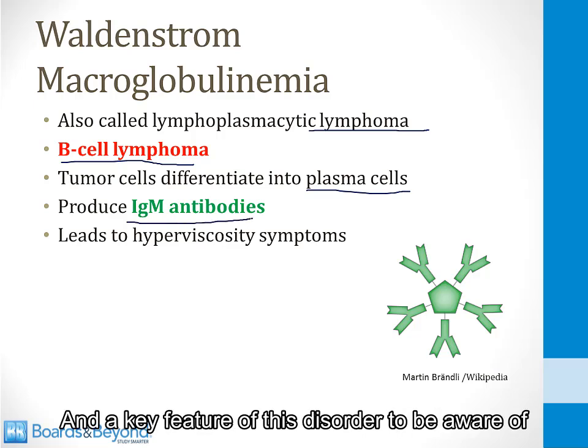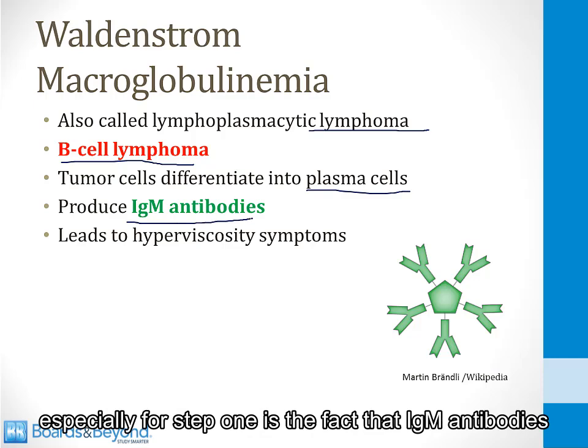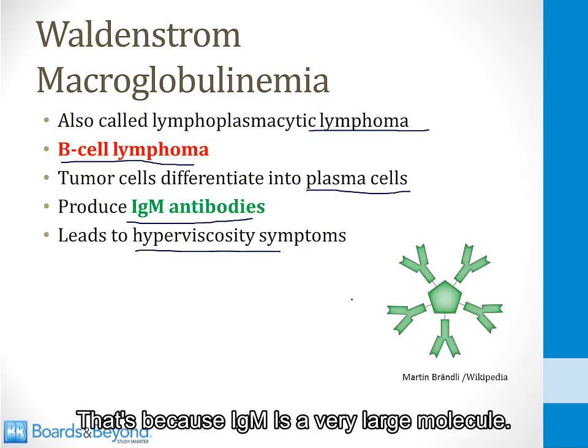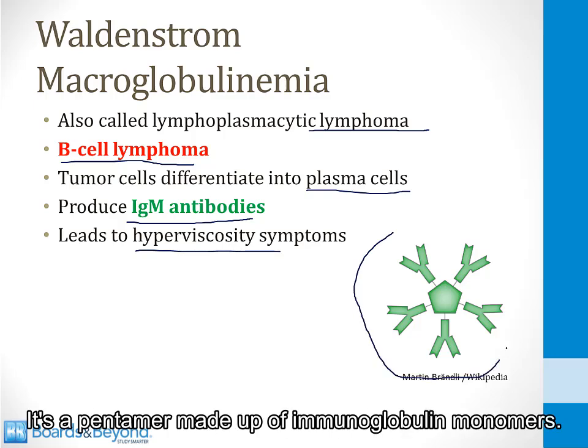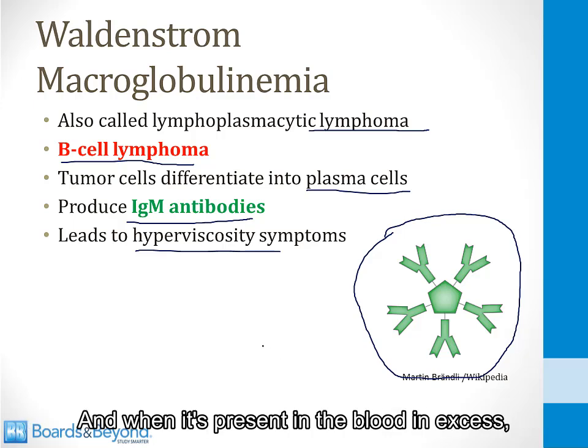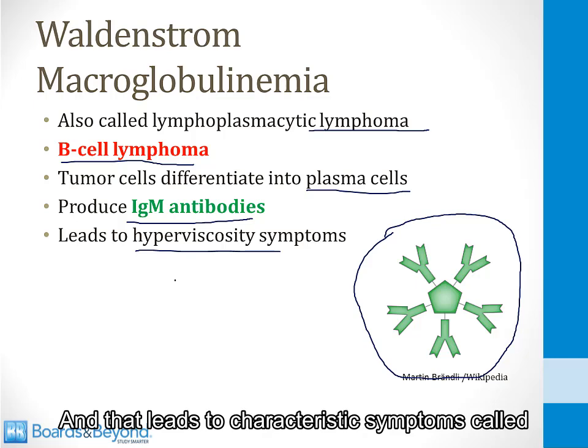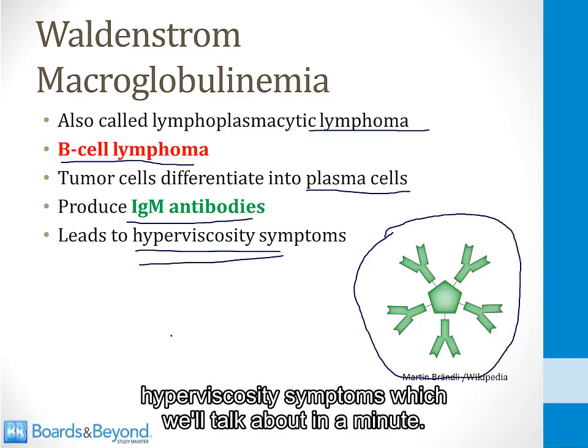And a key feature of this disorder to be aware of, especially for step 1, is the fact that IgM antibodies in excess produce hyperviscosity symptoms. That's because IgM is a very large molecule. It's a pentamer made up of immunoglobulin monomers, and when it's present in the blood in excess, it makes the blood very thick and viscous, and that leads to characteristic symptoms called hyperviscosity symptoms, which we'll talk about in a minute.